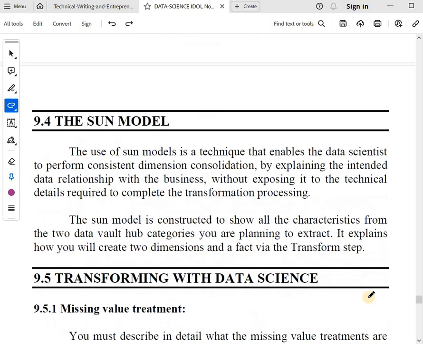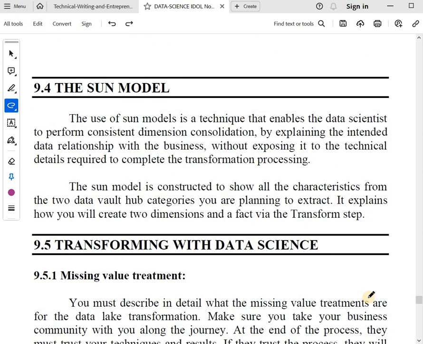Okay? Now, when we are talking about transform superstep, we are talking about a Sun model. So Sun model is used for something that is called as dimension consolidation. So I need to explain the data relationships with the business without exposing it to the technical details required to complete the transformation processing. So I have to create a model without showing the technical details. Now there will be a lot of data in the hub. Yes or no? Do you need all the data? No, you need selected data from it.